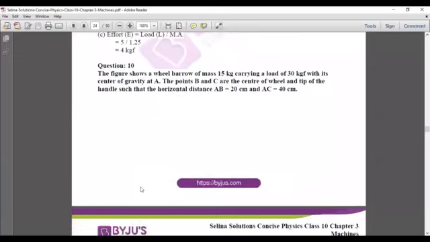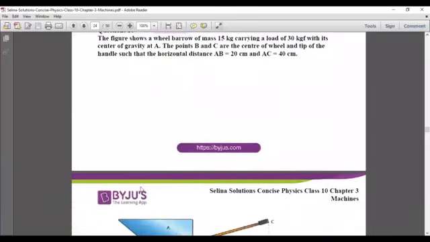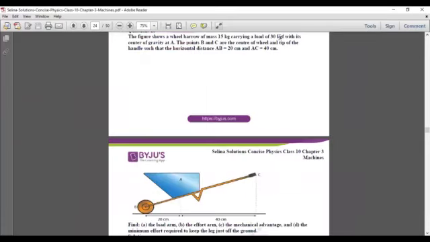Next one. The figure shows a wheelbarrow of mass 50 kg carrying a load of 30 kgf with its center of gravity. Center of gravity will be acting downwards, exactly in the middle of the load. The points B and C are the center of the wheel and the tip of the handle, such that the horizontal distance AB is equal to 20 centimeter and AC is 40 centimeter.